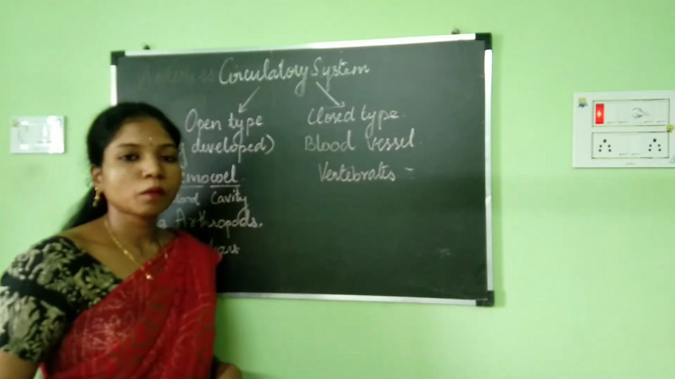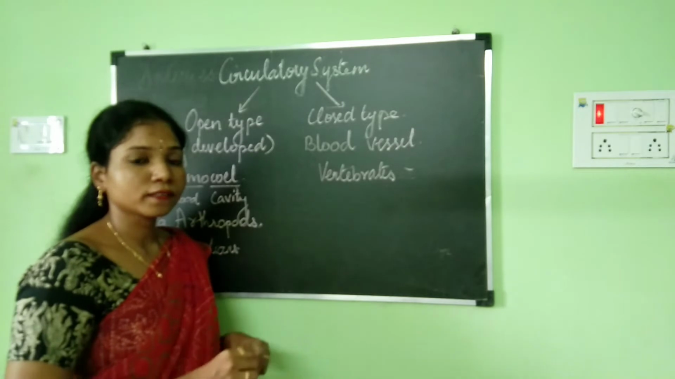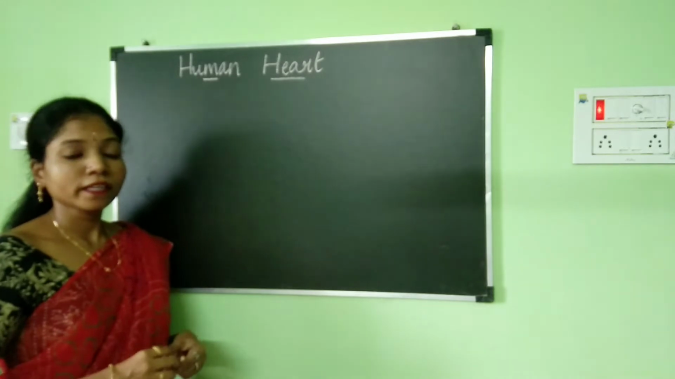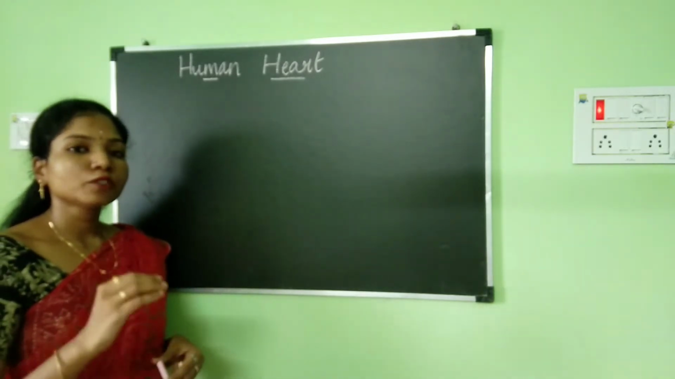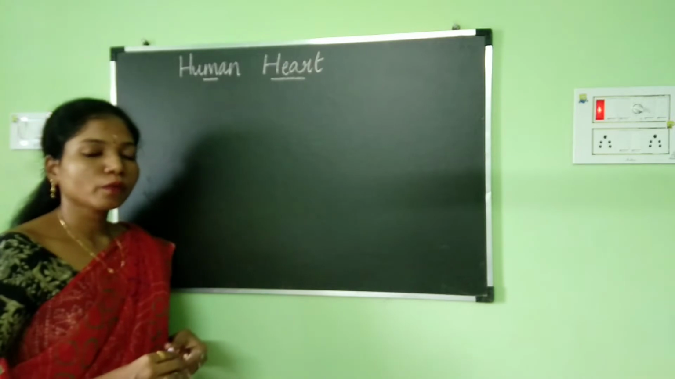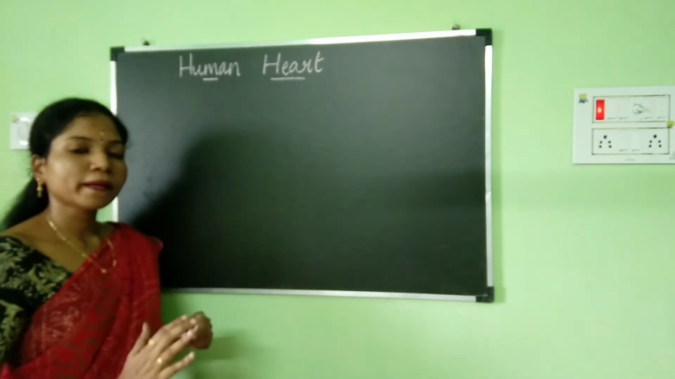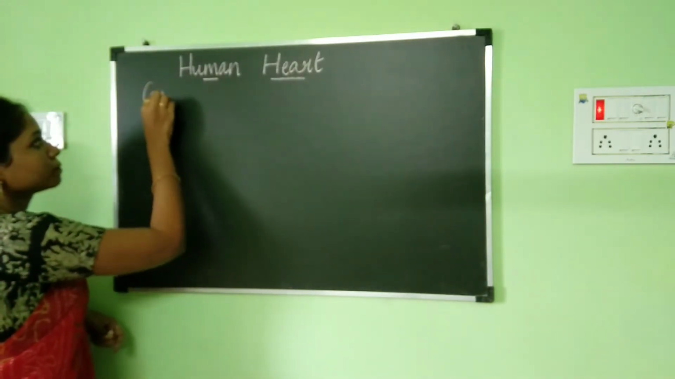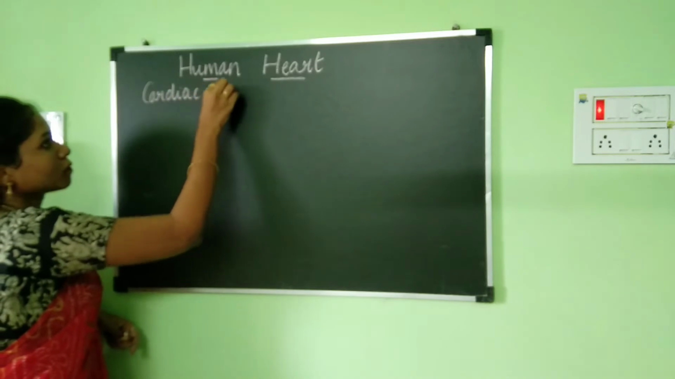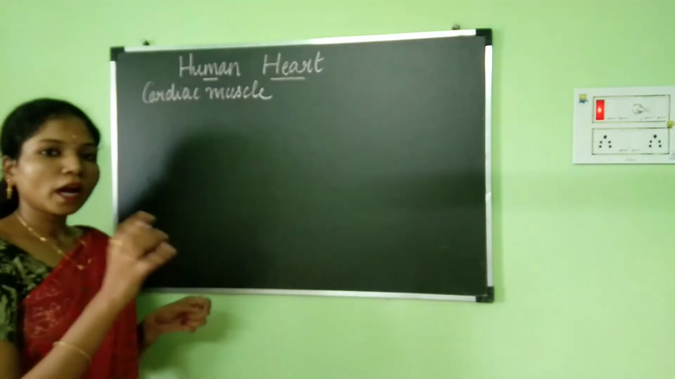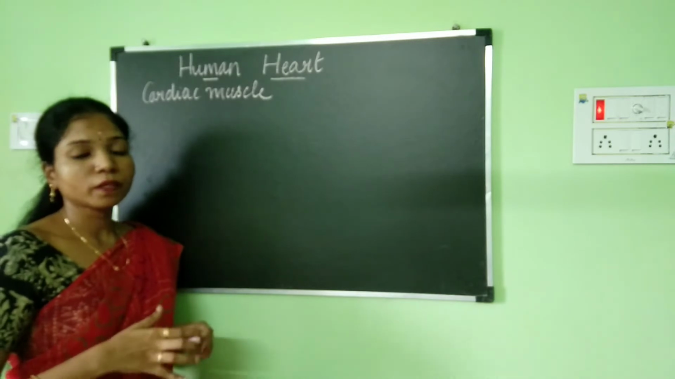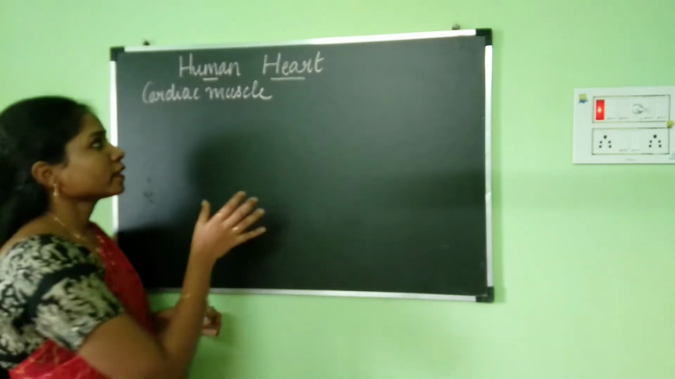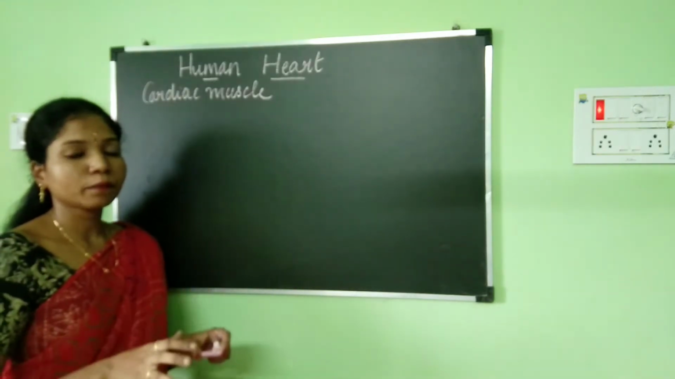Now let's move on to discuss the next component of the circulatory system, which is the structure of the human heart. The human heart is a conical muscular organ, and the main function of the human heart is to pump the blood to various parts of our body. The human heart is made up of a special type of muscle known as the cardiac muscle. Cardiac muscle is a very special type of muscle because it is going to be beating continuously, working continuously, and that is why it is a very special type of muscle.